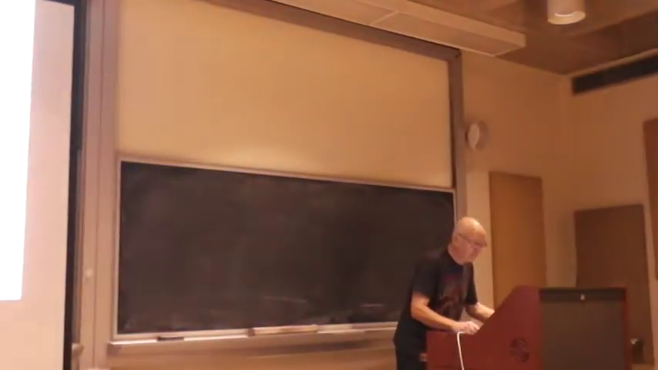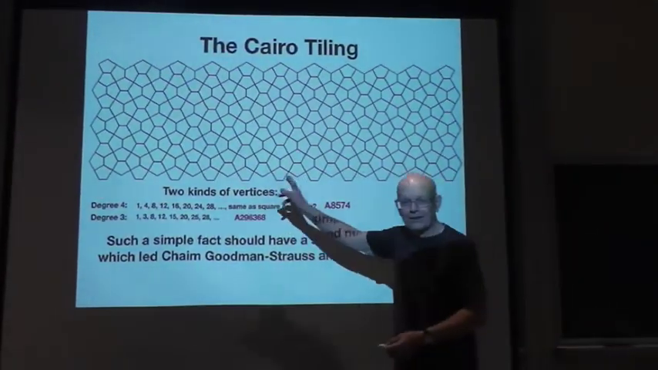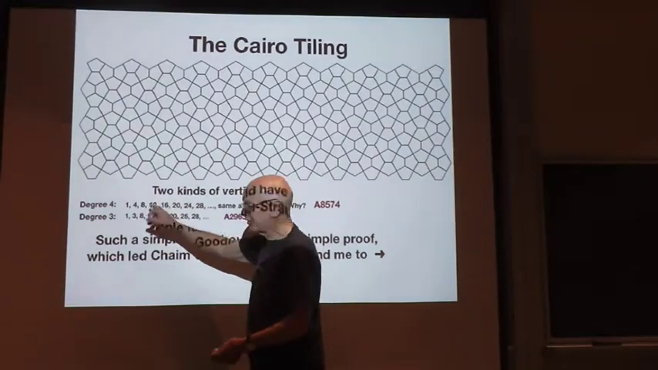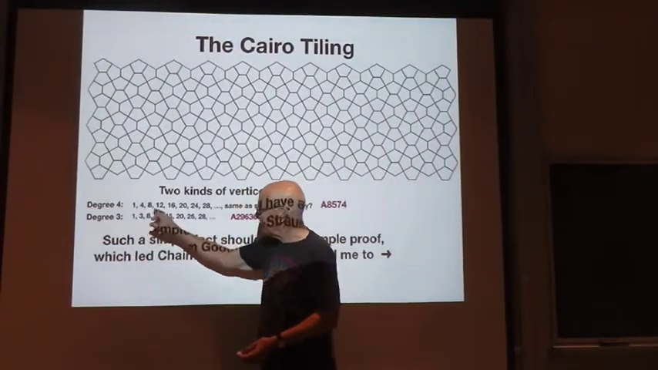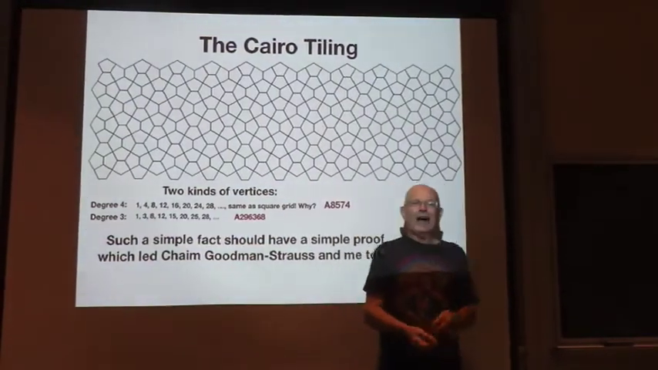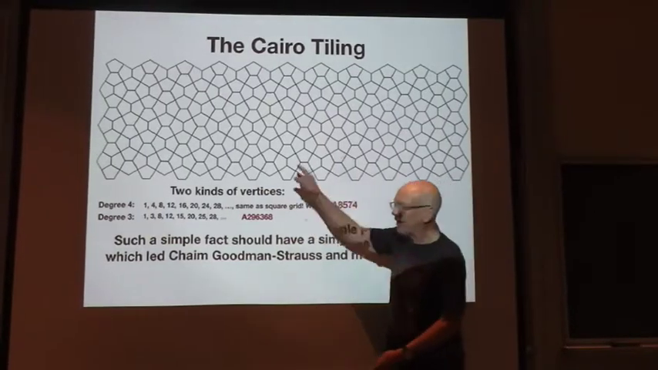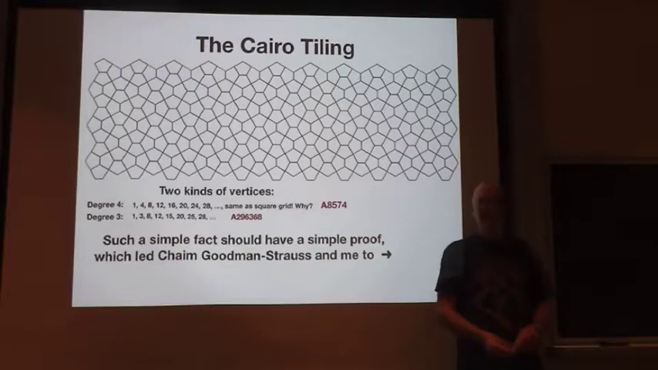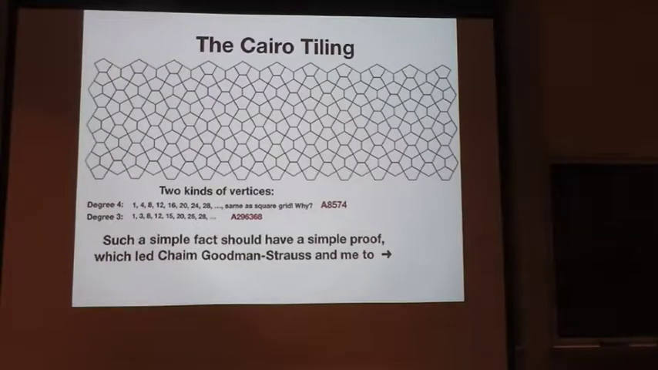And all right. So you look at this and you say, for a point of degree 4, the coordination sequence seems to be 1, 4, 8, 12, 16, 20. How on earth could that be? This is not the square grid. How come it has the same coordination sequence? It's not the same because it has two kinds of points.